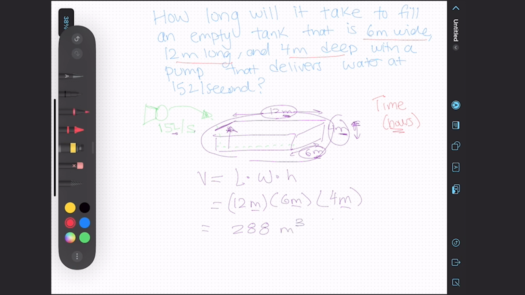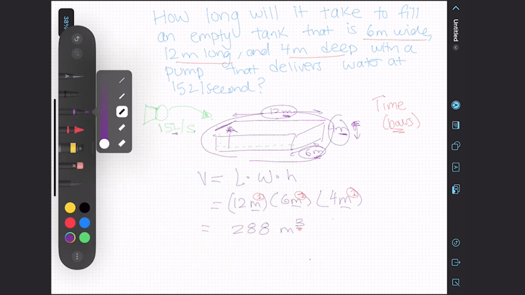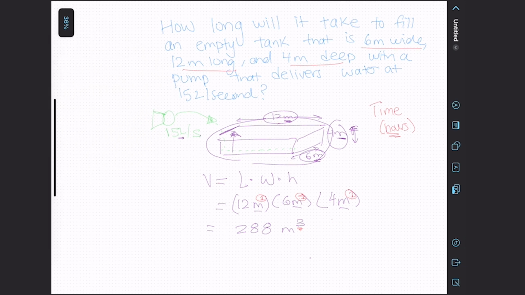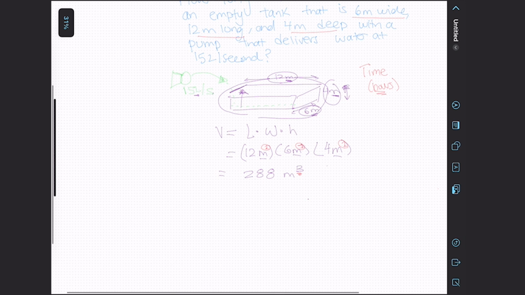Now, some people might ask, how do you know it's meters cubed? Well, something you should know is that if there's no number up here, you can assume that it is 1. And whenever you're multiplying these meters, you simply add the exponents. So 1 plus 1 plus 1 is 3. That's how I know it is meters cubed. So let's zoom out a little bit here. Scroll down. Okay, so now back to the problem.